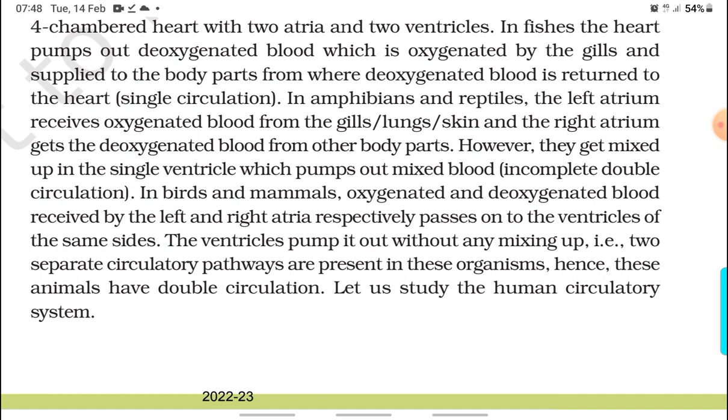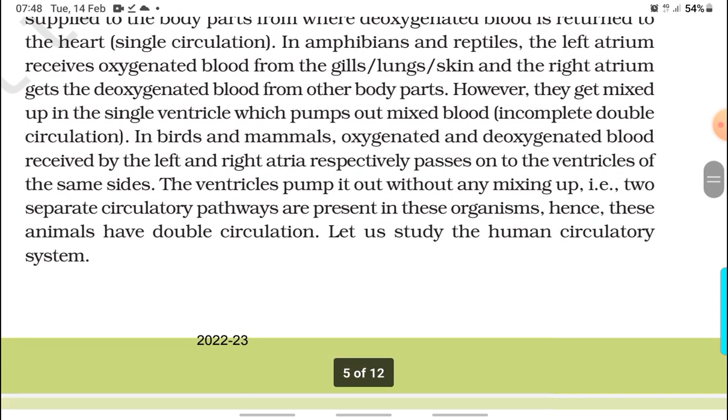In amphibians and reptiles, the left atrium receives oxygenated blood from the gills, lungs or skin, and the right atrium gets the deoxygenated blood from other body parts. However, they get mixed up in a single ventricle, which pumps out mixed blood in complete double circulation.